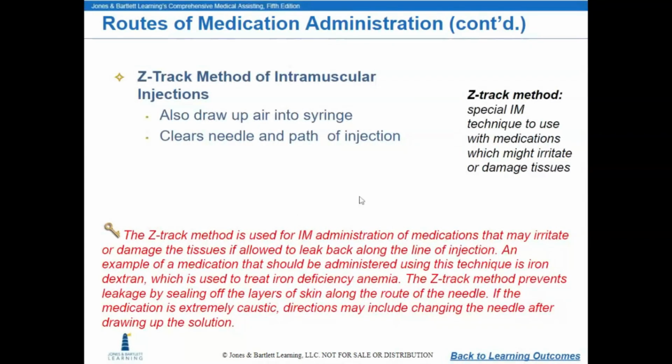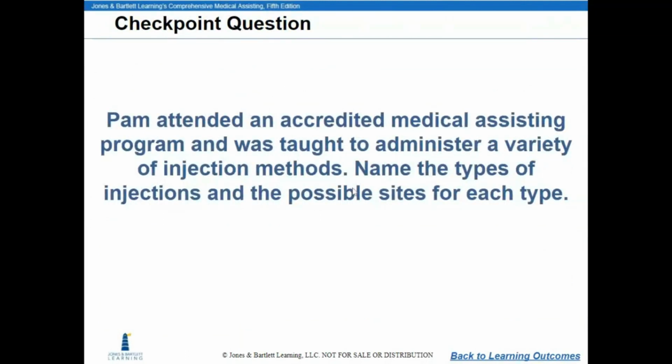All right, so then we have the Z-track method of intramuscular injections. This is another injection that's within our scope, but the RN or LPN would get it if a patient needed a Z-track injection. That's why I always say some things depend on where you work, because some things are just outside of our scope, but for others, depending on where you work, they would have one of the nurses do it as opposed to the medical assistant.